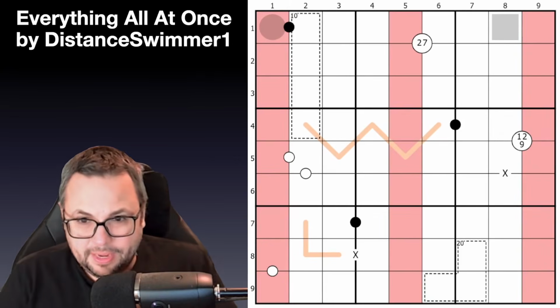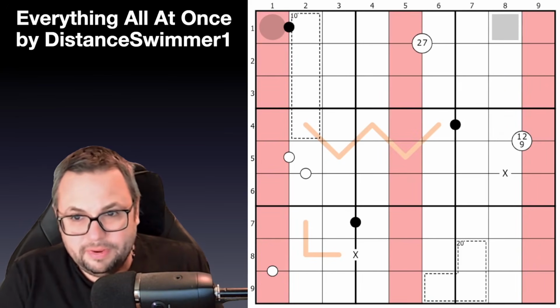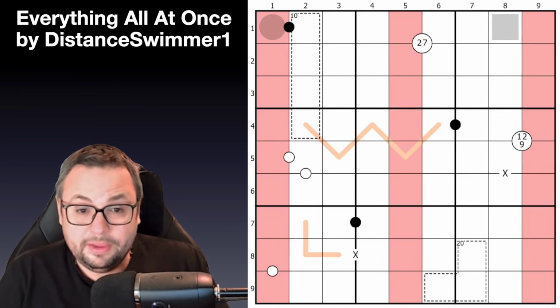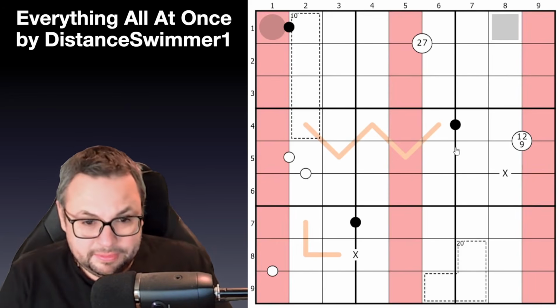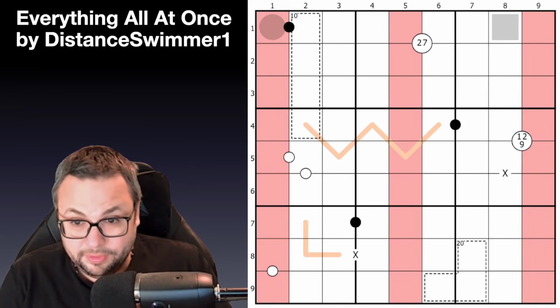I will say when DistanceSwimmer1 made this puzzle, I thought it was a reference to the movie Everything Everywhere All at Once, but it turns out it was not. But anyway, it is Everything All at Once because it's a potpourri puzzle that has a bunch of mechanics.